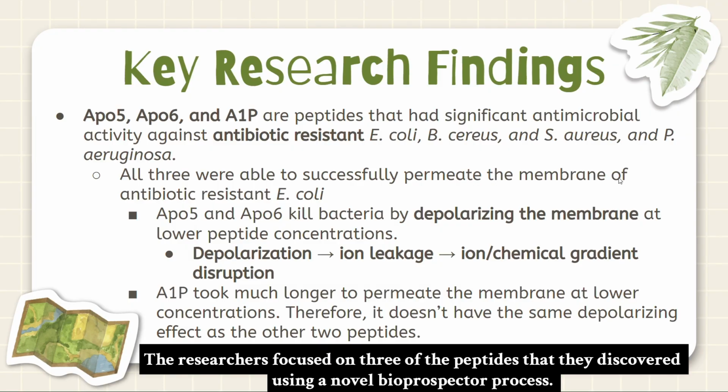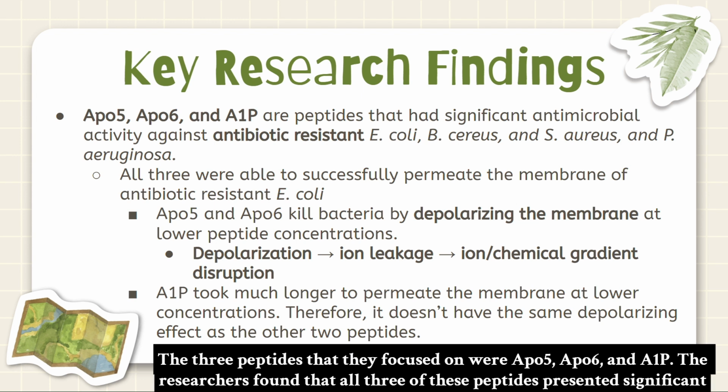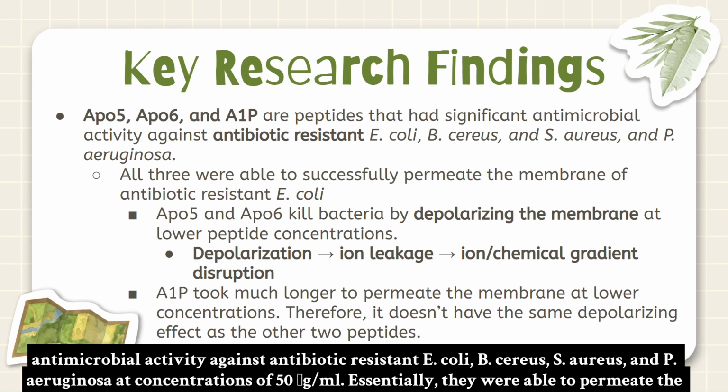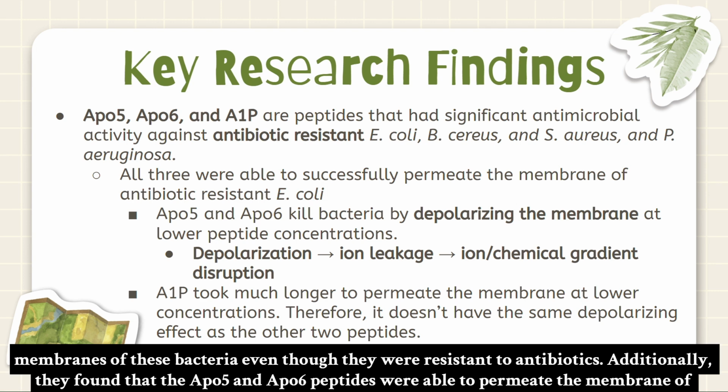The researchers focused on 3 of the peptides that they discovered using a novel bioprospector process. The 3 peptides that they focused on were APO5, APO6, and A1P. The researchers found that all 3 of these peptides presented significant antimicrobial activity against antibiotic-resistant E. coli, B. cereus, S. aureus, and P. aeruginosa at concentrations of 50 micrograms per milliliter. Essentially, they were able to permeate the membranes of these bacteria, even though they were resistant to antibiotics.